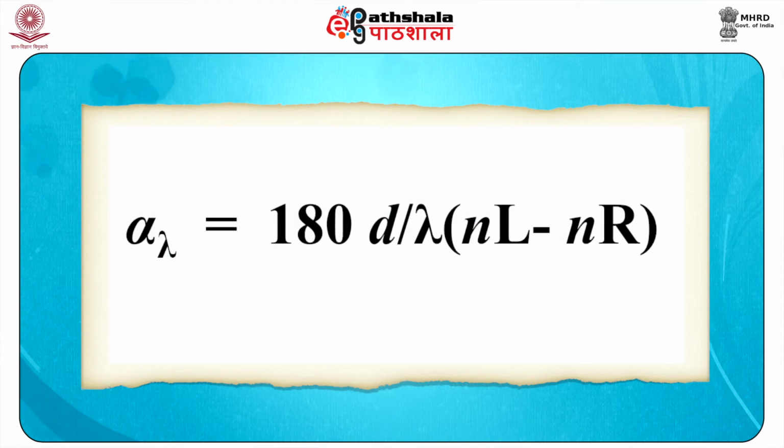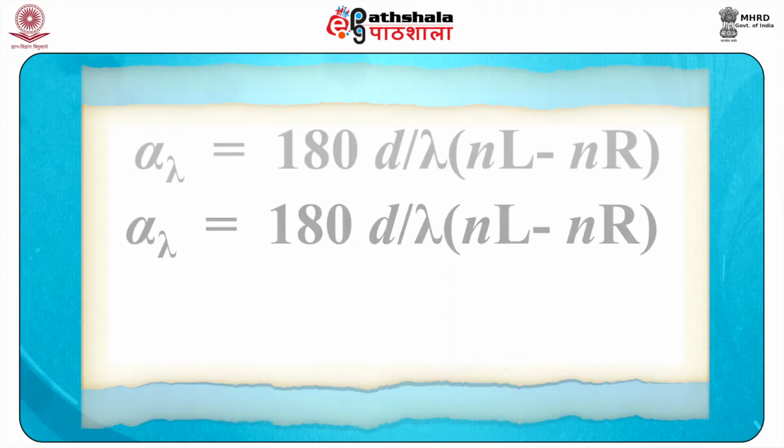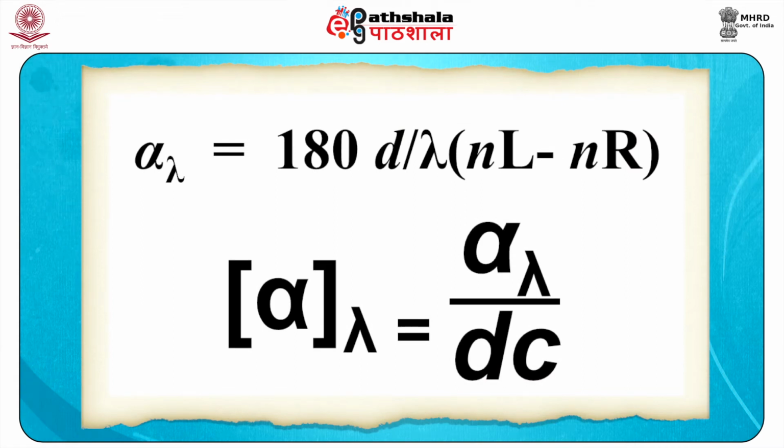This factor can be described in the equation alpha lambda is equal to 180 d divided by lambda, brackets open nL minus nR brackets closed. The bracketed term alpha at lambda is called specific rotation and is equal to [alpha]lambda equals alpha lambda divided by d c, wherein alpha lambda is the observed rotation in degrees, d is the light path in decimeters, and c is the concentration in grams per liter.